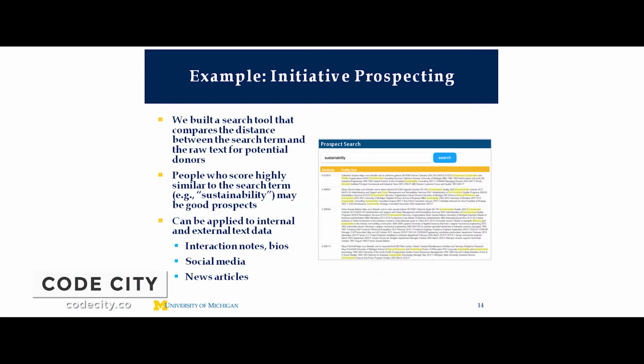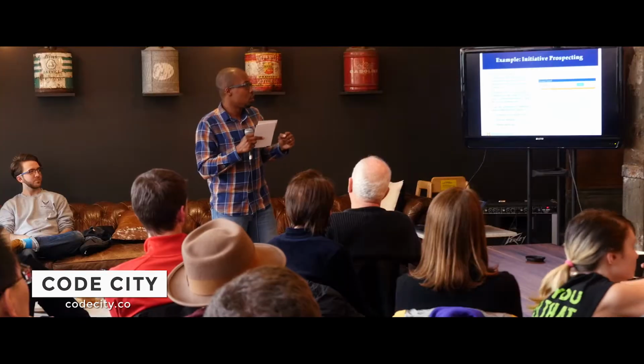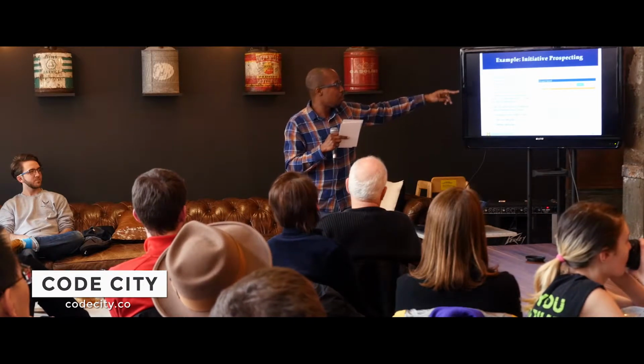So I'll give you an example of the first way we're actually using this at the university. We built a search tool, very much like a Google search tool. We got LinkedIn data, that's what's on the back end, and on the front, you can just put in any phrase that you want. Now these phrases are for initiative prospecting. So let's say you want to know the top prospects for sustainability. You can go to this application, type in sustainability, and it will rank the top prospects.